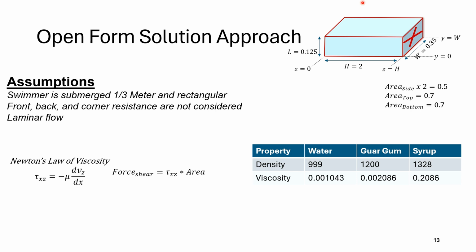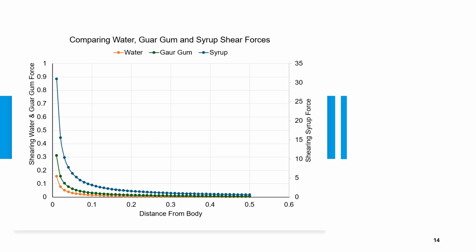Take a second or two to work through shear stress profiles for the closed form solution approach, looking at the water and syrup. And feel free to initially just set an initial distance of 0.33 meters. See if that's a good stopping point for the sides and the top. If not, you'll get a close approximation for starters. Try to imagine what these shear stress profiles look like for syrup, Gargum, and water.